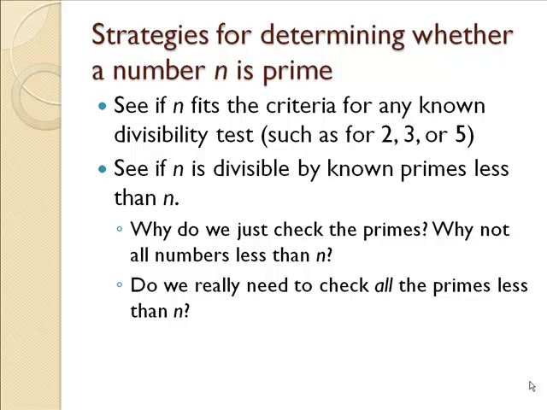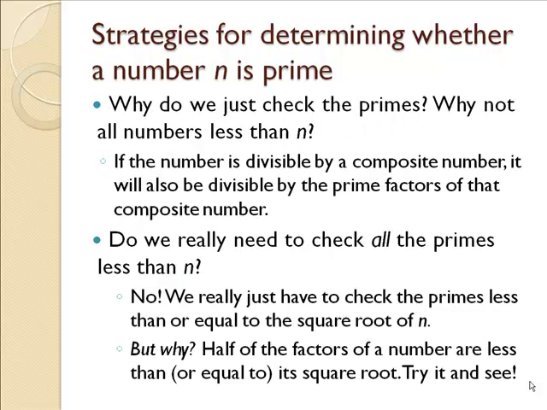If a number is divisible by a composite number, then it's also divisible by the prime factors of that composite number. So that's why we just check the primes. And really, we don't have to check all the primes less than n, but all the primes less than or equal to the square root of n. That's because half of the factors of a number are less than or equal to the square root, and you can verify that.